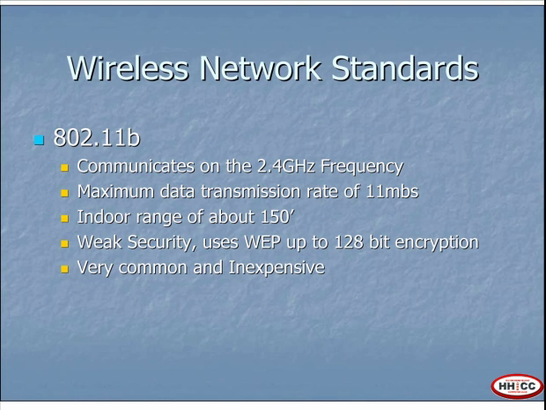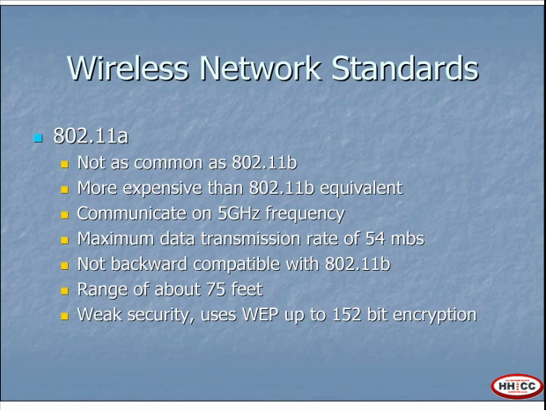Indoor range is about 150 feet. This also will vary extensively depending upon your construction of the walls and the obstructions between you and the wireless access point. It has very weak security. It uses WEP, which is Wired Equivalence Protocol, up to 128 bits. It's very common and inexpensive.